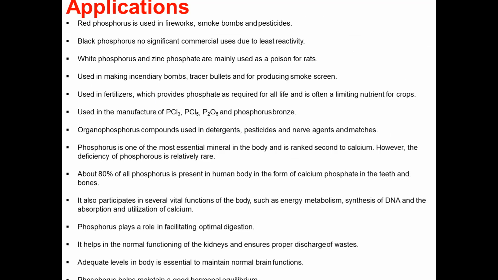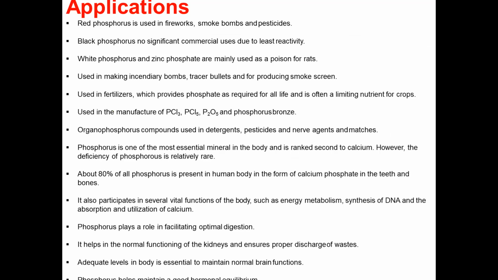Applications of phosphorus, if you see, red phosphorus is used in fireworks, smoke bombs, and pesticides. Black phosphorus, no significant commercial uses due to least reactivity. White phosphorus and zinc phosphate are mainly used as poison for rats, especially in farming. And if you have any rodent problem at home, then we use that in rat poison. Then it is used in making incendiary bombs, tracer bullets, and for producing smoke screens.